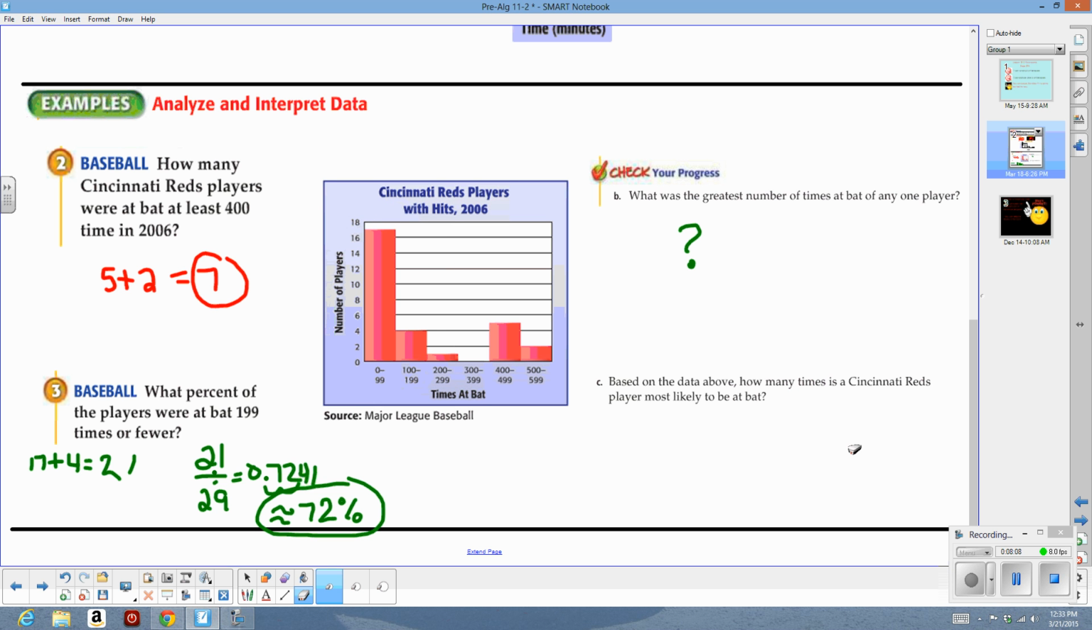It's going to be somewhere in here, but we don't know exactly where, so we cannot answer that question. Next one, based on the data above, how many times is a Cincinnati Reds player most likely to be at bat? Well, this happened the most often, so this is what we would expect, that most likely they would be at bat between 0 and 99 times. There were only a few that were higher than that. Most of them were between 0 and 99.